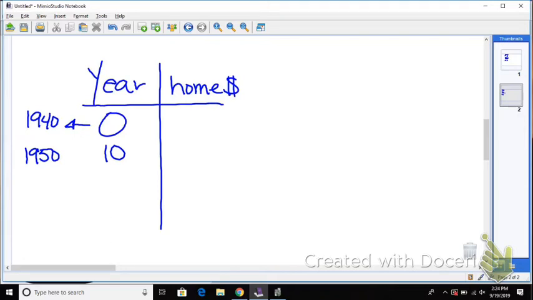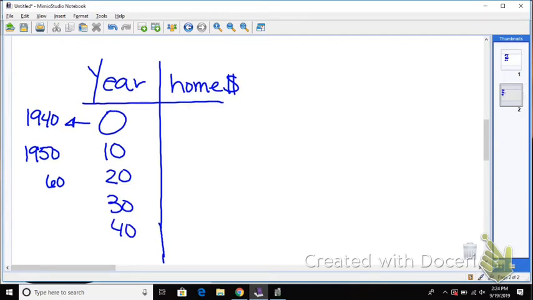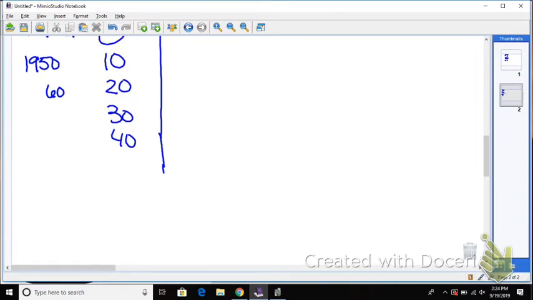The next one is 1960. So what are you going to use for 1960? 20. You're just going by how much difference it is from the first year. So 1970, how far do we go up here? It's 30. 80 is 40. 90 and 2000. So 90 is 50 and 2000 would be 60, because the year 2000 is 60 years past 1940.